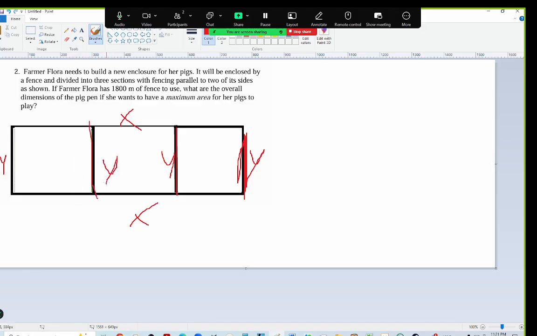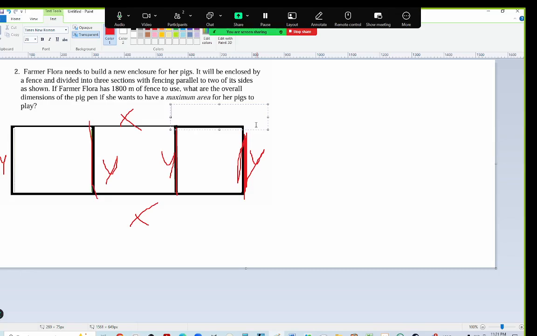If I was going to add it all up, let's say this was 50 up here. Hold up, can I just have one second? Some guy just came into my room.